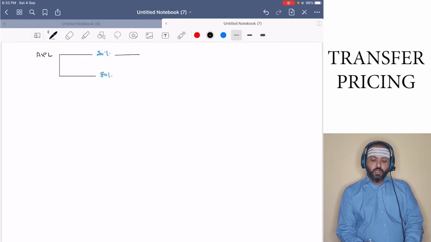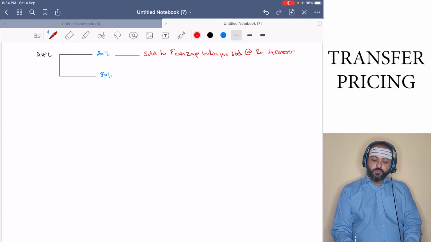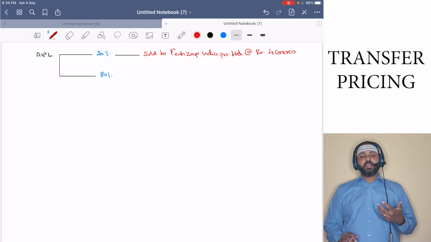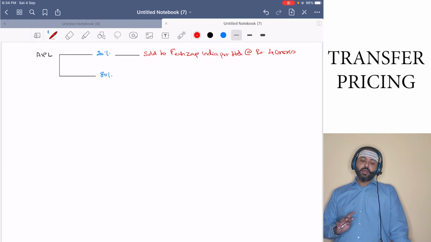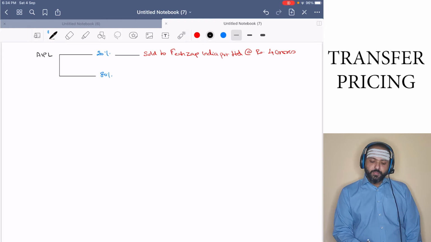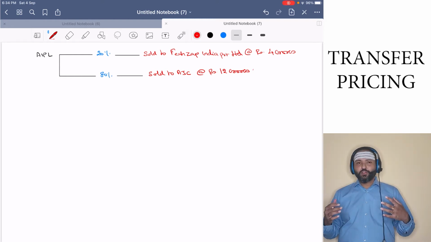This 20% is sold to, let us say, TechZap India Private Limited at rupees 4 crores. So 20% of the manufactured produce is sold to TechZap India Private Limited, which is an Indian unrelated entity. That entity is not related to AIPL in any way, but they are selling it to that entity at 4 crores. Now, 80% of the produce of AIPL is sold to AJC, that is Acer Japan Corp, at rupees 12 crores. So this is the entire gamut of transactions that have taken place.